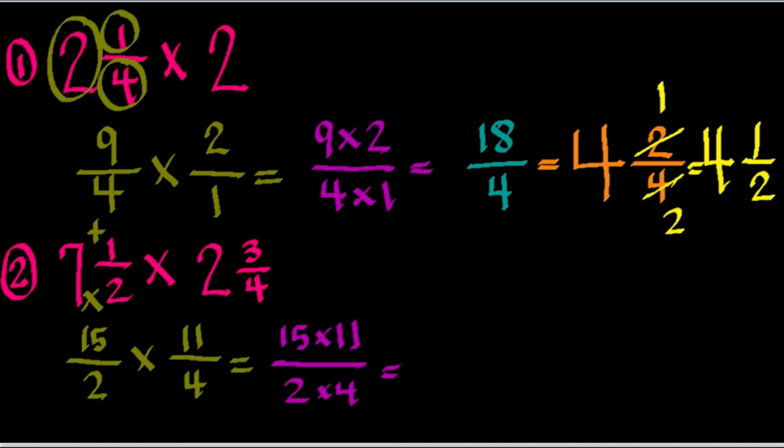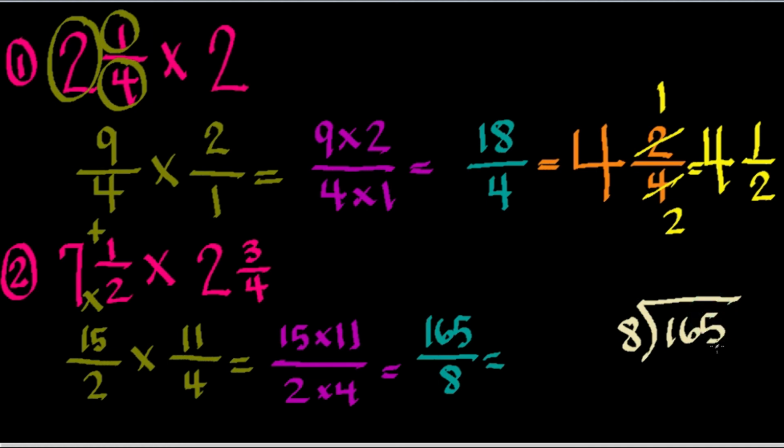Let's go ahead and find those products. So the product of 15 times 11 is 165 over the product of 2 times 4, which is 8. Here we have an improper fraction that needs to be turned into a mixed number. To do this, we once again will use division. So this time we are going to divide 165 by 8.